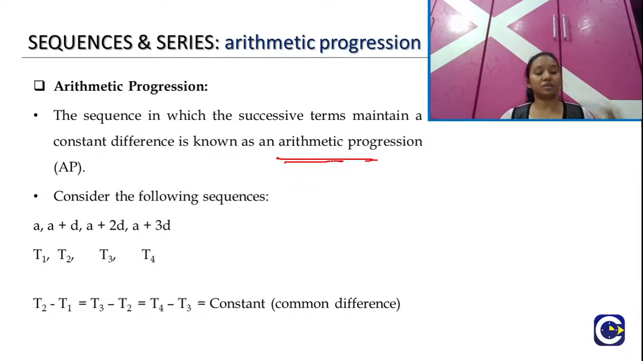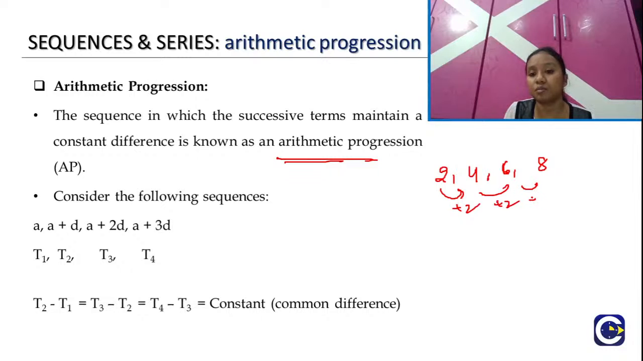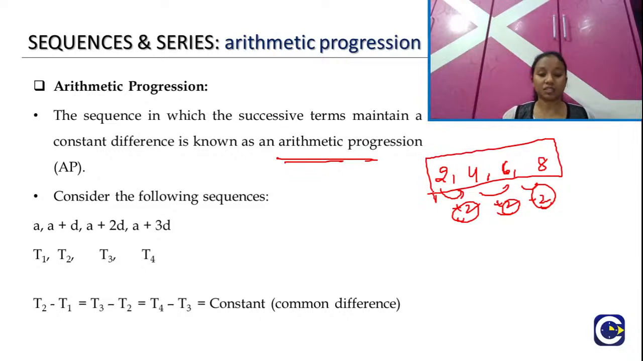So basically arithmetic progression is nothing but a sequence in which we'll be having terms, right? In the successive terms they'll be maintaining a constant difference. So the difference will be the same. If you remember, while discussing our sequences, we saw an example like 2, 4, 6 and 8. They'll be jumping by plus 2, plus 2, plus 2, which means this is the common difference between the terms and that is constant, which means this sequence is called an arithmetic progression, right?